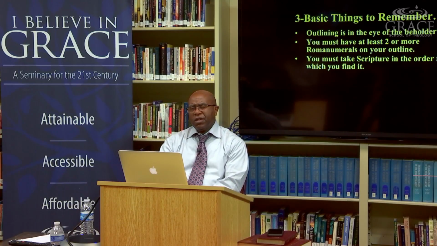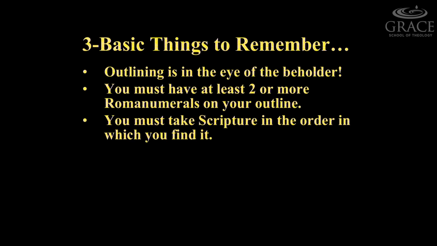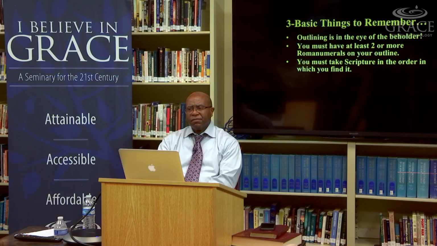So again, three basic items to remember. Outlining is in the eye of the beholder, as long as you have logical reasons why you grouped them the way you grouped them and you didn't take them out of order. Number two, you have at least 2 or more Roman numerals on your outline. And then 3, you must take scripture in the order in which you find it. Any questions so far?